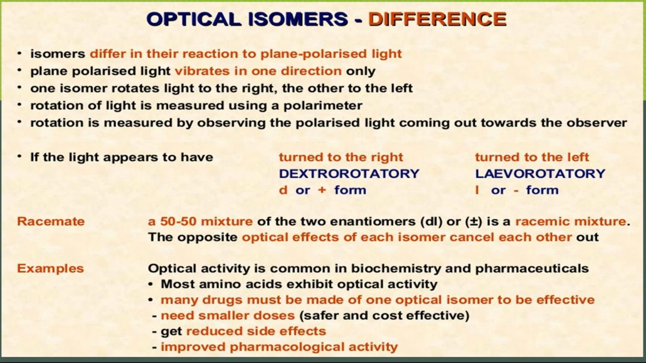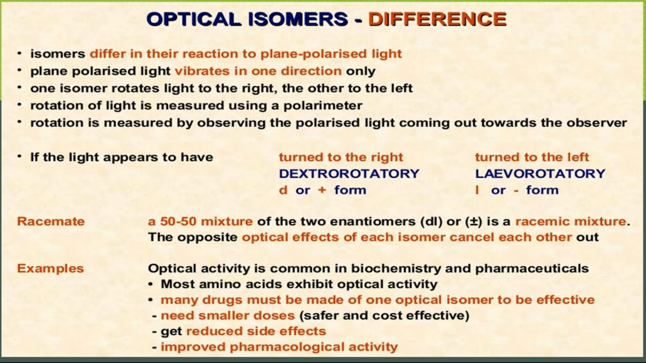Rotation is measured by observing the polarized light coming out towards the observer. If the light appears to have turned to the right, then it is dextrorotatory, symbolized with a small d or plus form. If the light appears to have turned to the left side, then it is called levorotatory, and it can be symbolized with a small l or minus form.